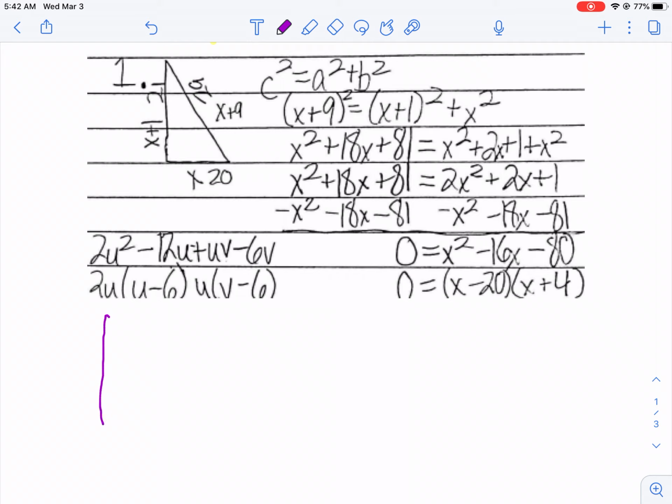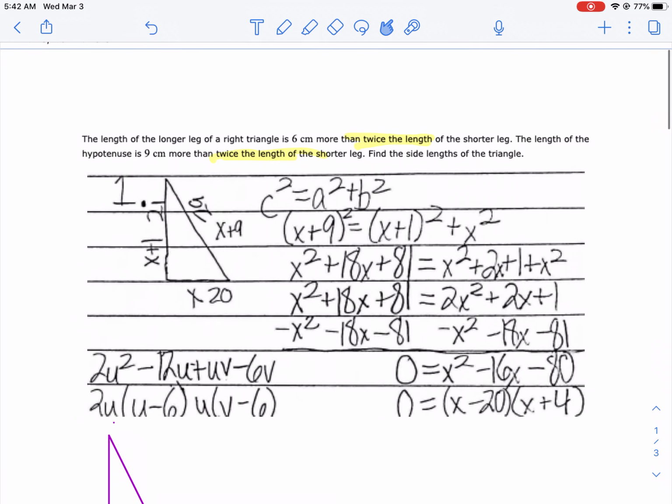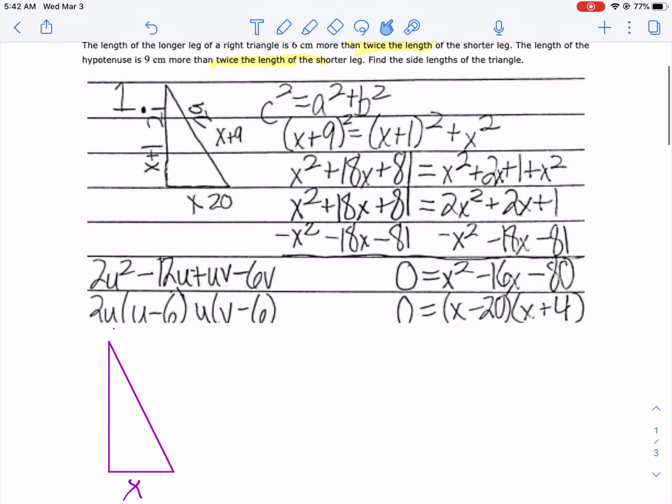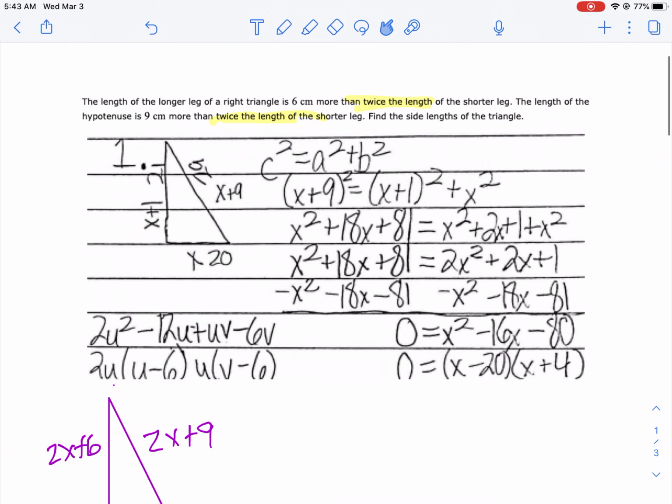So let's redo this problem. What happens is we have this right triangle, and we're going to call the shorter leg x. Well, the longer leg is going to be 6 centimeters more than twice the length, so it should be 2x plus 6. And then the hypotenuse is 2x plus 9. Let me make sure I have 9.